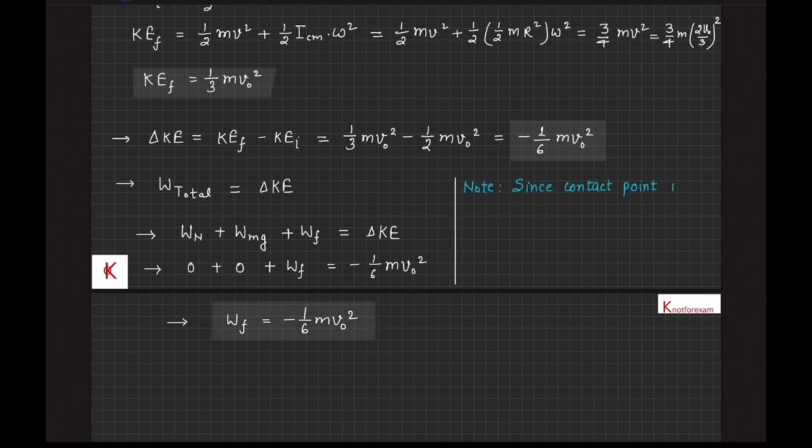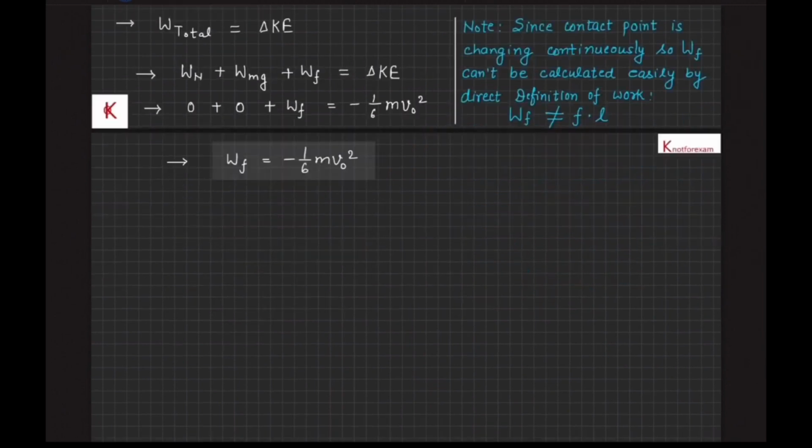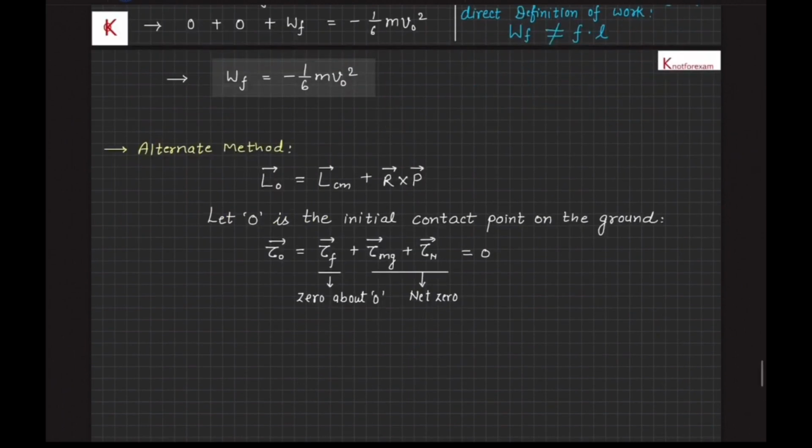Here it is important to understand that since contact point is changing continuously, work done by friction cannot be calculated easily by direct definition of work, so work done by friction will not be equal to F into L or mu mg L. Alternatively, we can use the relation L_O vector is equal to L_CM vector plus R vector cross P vector. Let O be the initial contact point on the ground, therefore net torque about point O, tau_O vector is equal to torque of friction plus torque of mg plus torque of normal force N. Since friction force F is passing through point O, its torque will be 0, and net torque by mg and N will also be 0.